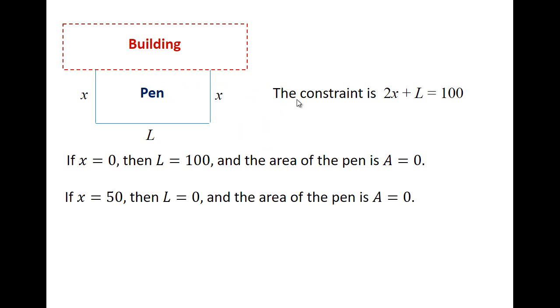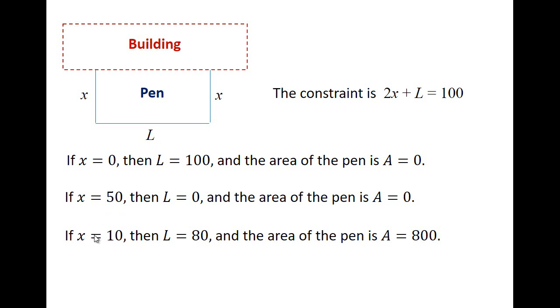What if x is 50? Well, if x is 50, then 2x would be 100, and if 2x is 100, then L is 0. So if I pick x to be 50, then L would be 0, but then again, the area would be 0. If L is 0, that means that we are putting the entire fence on a straight line perpendicular to the building.